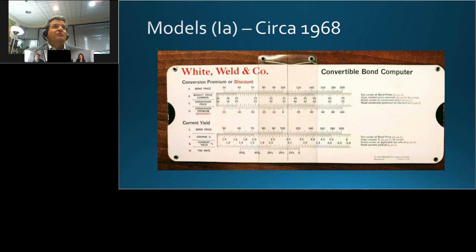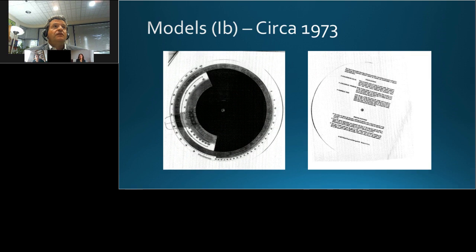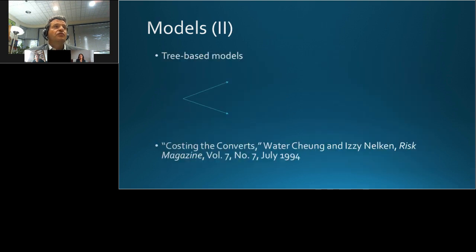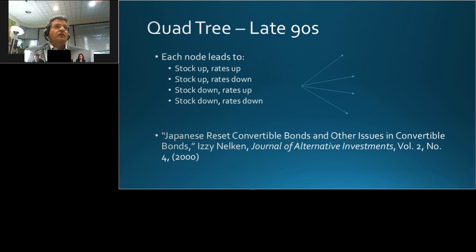So here's an example of a first model. One of the first models we could see is from 1968, just to show you a little slide rule. In 1973, another slide rule. In 1994, we published in Risk Magazine a tree-based model for modeling convertible bonds, and later in the year 2000, we talked about a quadrinomial or quaternary tree, where each node had 4 points coming out of it.